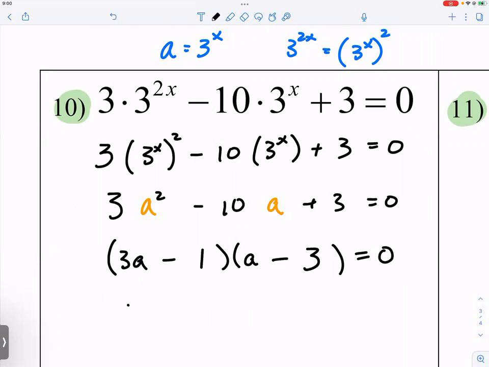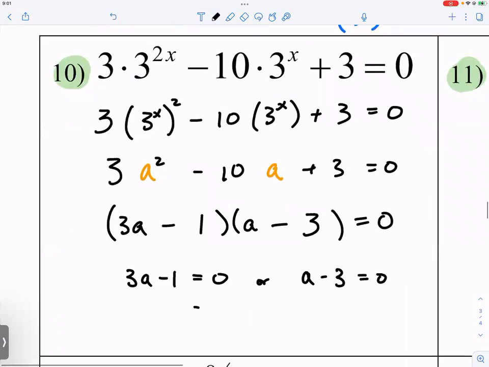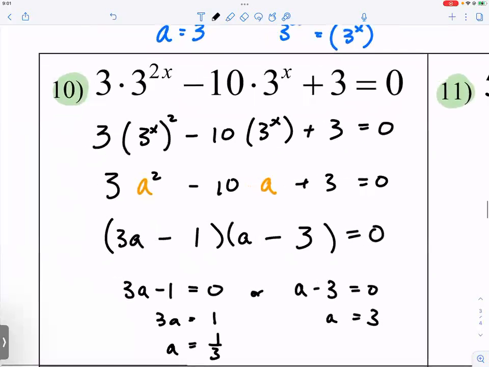These are the factors. So you have 3a minus 1 equal to 0 and a minus 3 equal to 0. You are trying to find out a. So 3a is equal to 1, a is equal to 1/3, and a is equal to 3. Are we done? We ask.